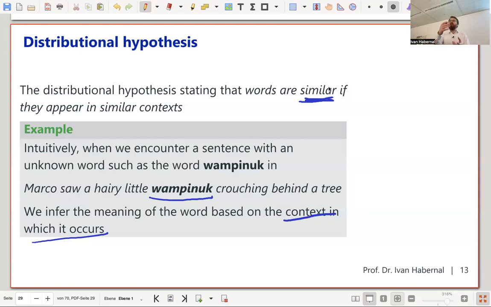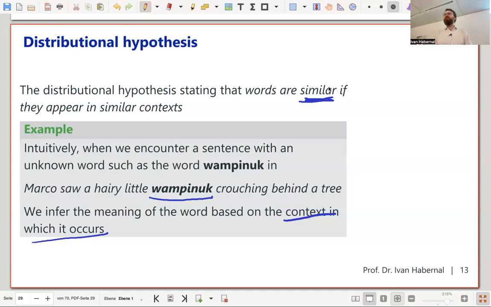Great and horrible have the same syntactic function in the sentence. It's the adjective in the sentence, and you can replace them, but they don't mean the same thing. While in this case, if you replace Wampanyuk with Tamagotchi, I saw her little Tamagotchi.